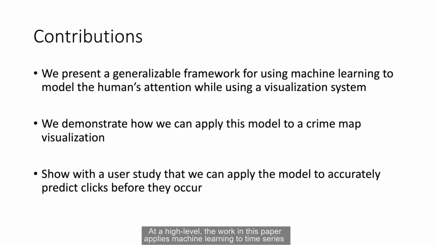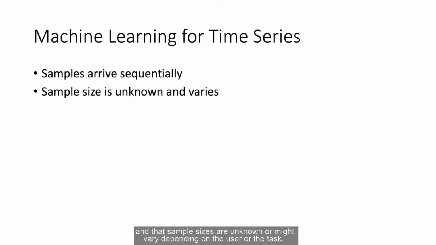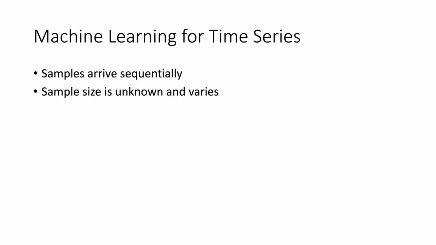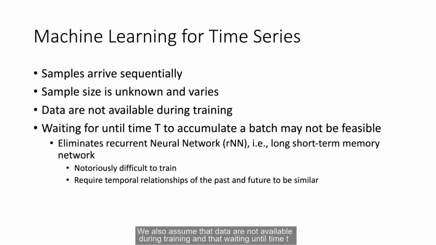At a high level, the work in this paper applies machine learning to time series data, and we make the following assumptions. We assume that samples arrive sequentially, and that sample sizes are unknown or might vary depending on the user or the task. We also assume that data are not available during training, and that waiting until time t to accumulate a batch may not be feasible. So these circumstances eliminate many deep learning techniques, such as RNNs, which are notoriously difficult to train and require the temporal relationship of the past to be similar to that of the future.